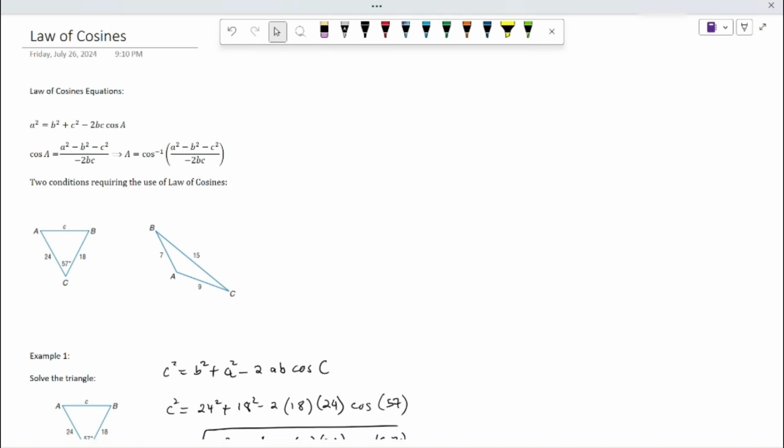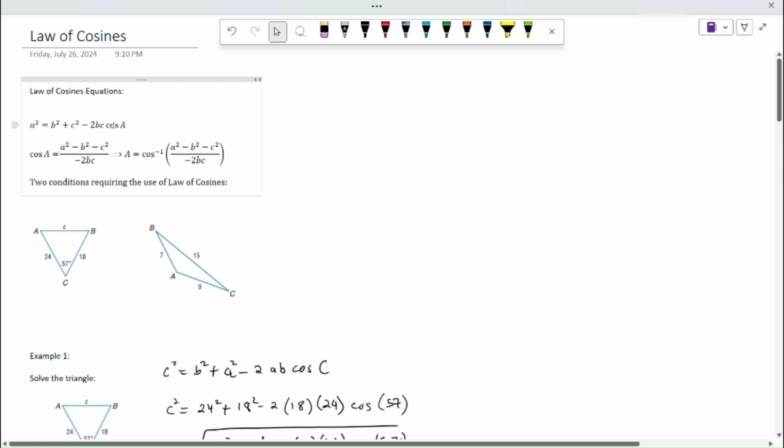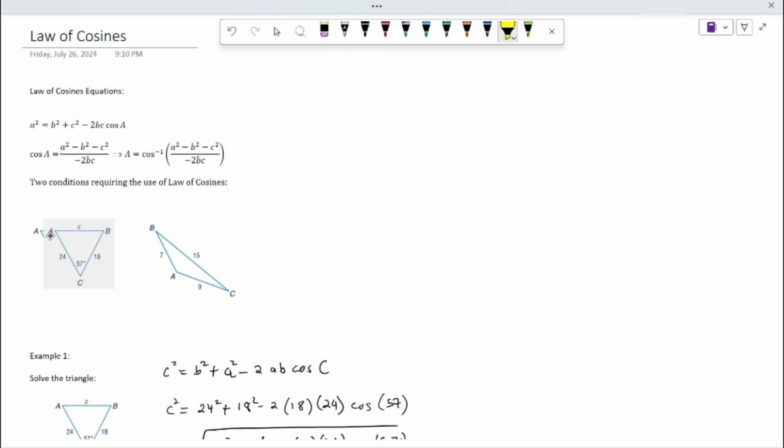Hello, this is part 2 of the video on law of cosines. In the first video, we looked at practical problems involving law of cosines where we introduced the first formula here. That's the main formula. It says a squared equals b squared plus c squared minus 2bc cosine of A. And this was mainly used for this type of problem, where we have an angle sandwiched between two sides. That's where we use it to solve for a third side based on the angle that we're given.